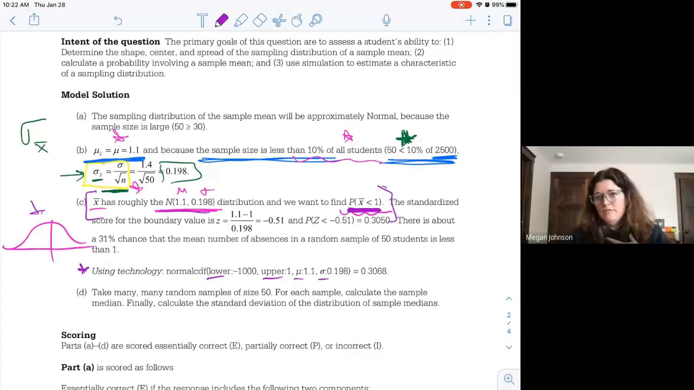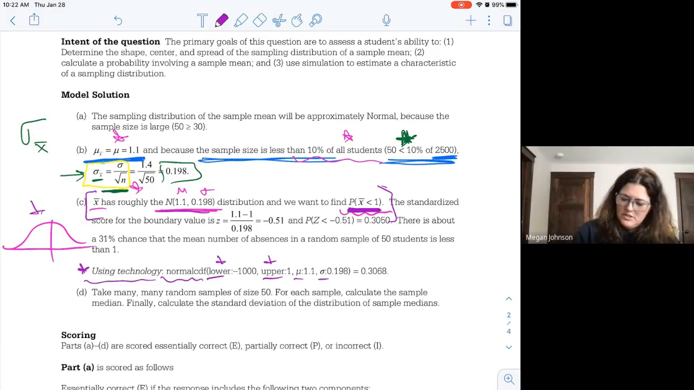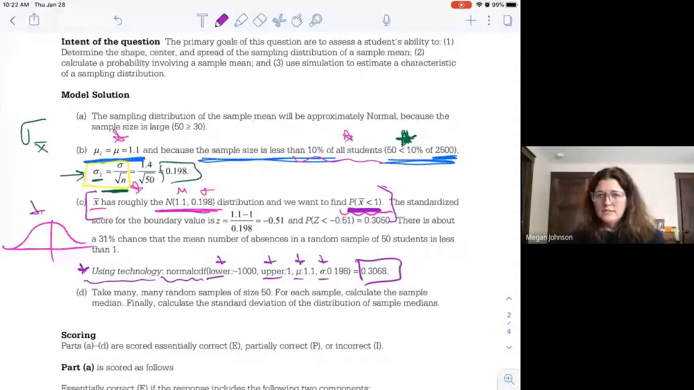I draw the curve because I think I just do better with it. I like seeing the visual. And then you can list out this using technology. Here's your normal CDF, lower bound, upper bound, mean, standard deviation. And then actually answer the question. Put what the probability is. Okay, that was part C.